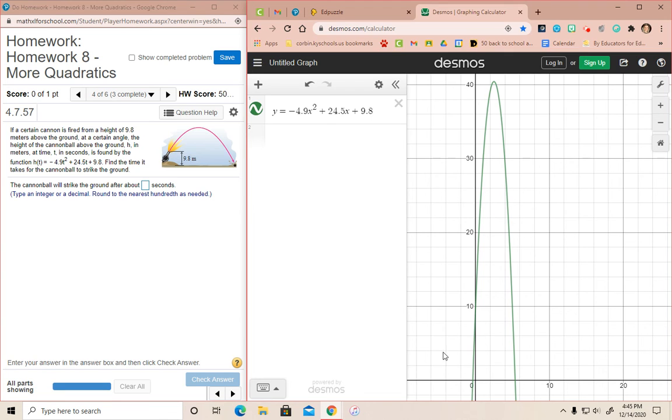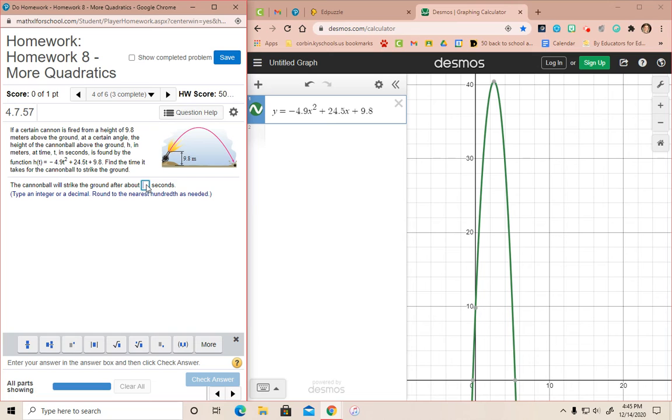So if you look, it's going to strike the ground at 0, so it's going to be this x-intercept over here, and it's 5.372. So round to the nearest hundredth. So what did we say it was? 5.37? 0.37.